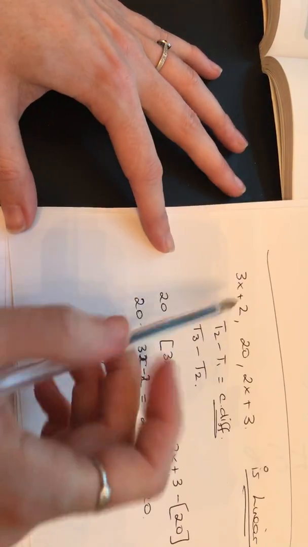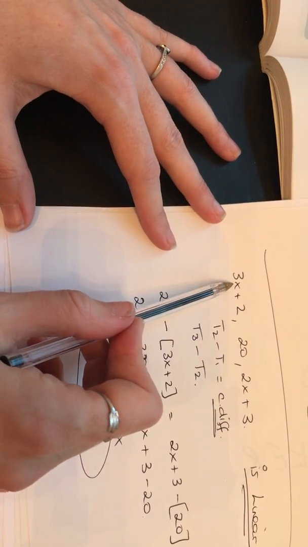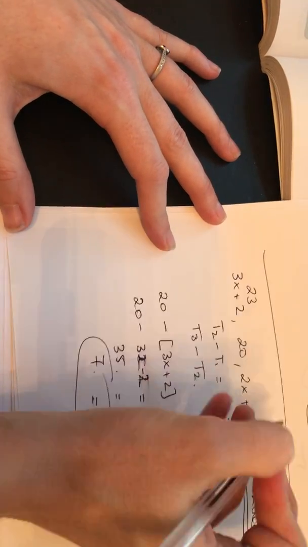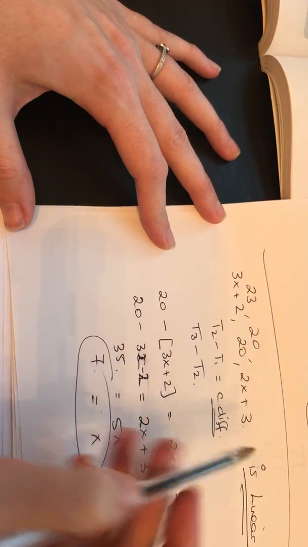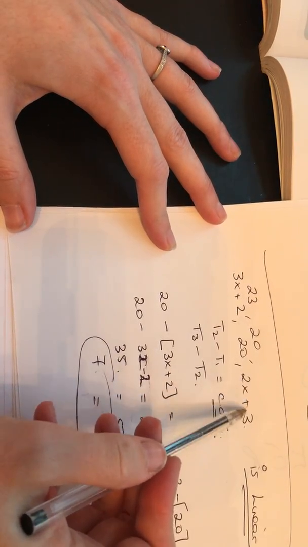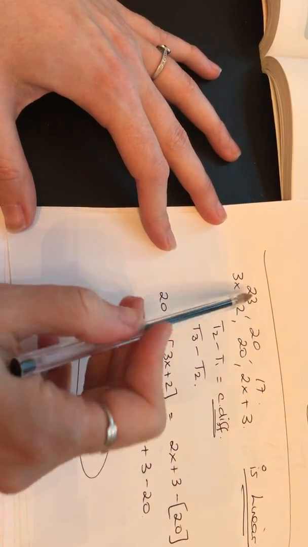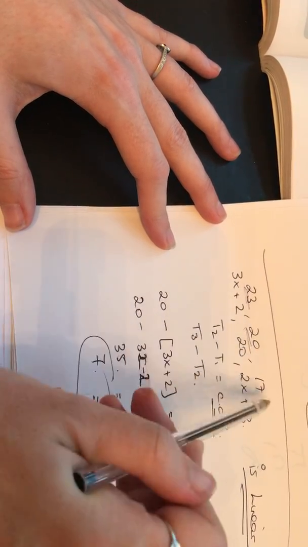If x is 7, then my first term is 3 sevens, 21, plus 2 is 23. The next one is 20. The next one is 2 times 7, so that's 14, plus 3, which is 17. And there are the first 3 terms of my sequence now that I've figured out what x is.